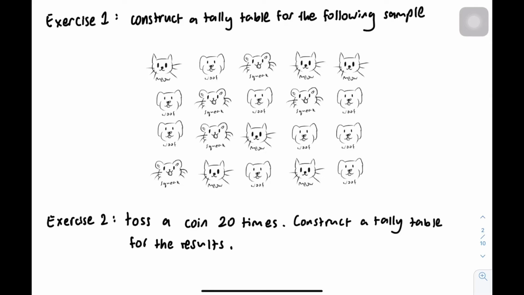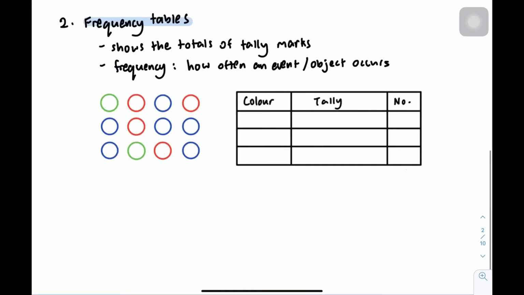Now, if you're done with this exercise, we're going to move on to the next method, frequency tables. So frequency tables show the totals of tally marks. And frequency is basically just how often an event or an object occurs.